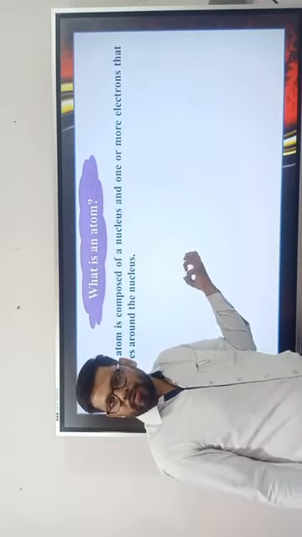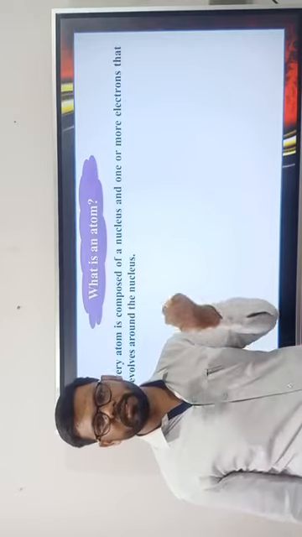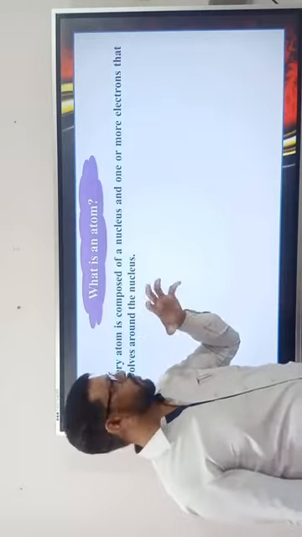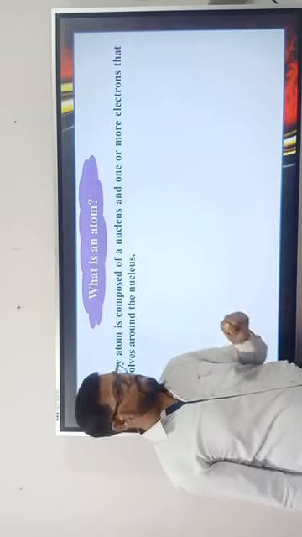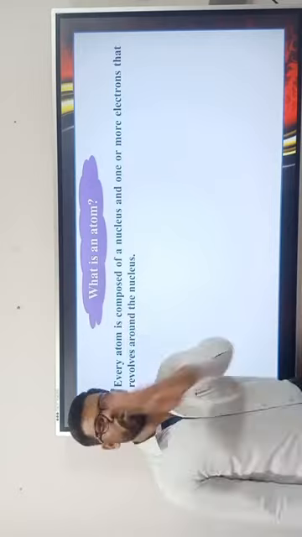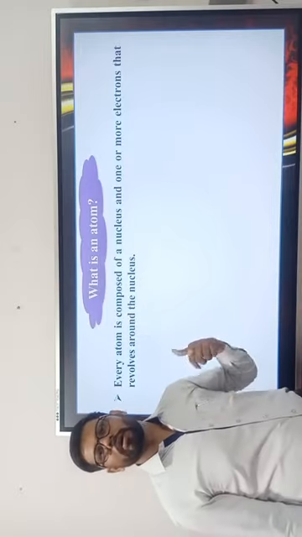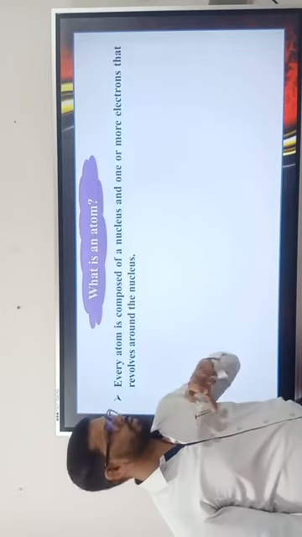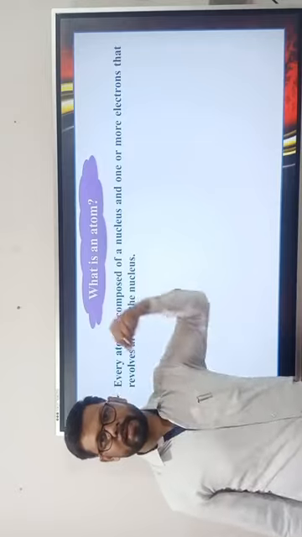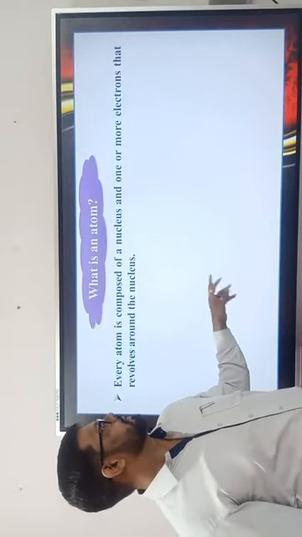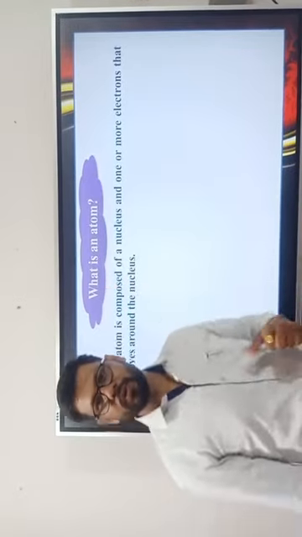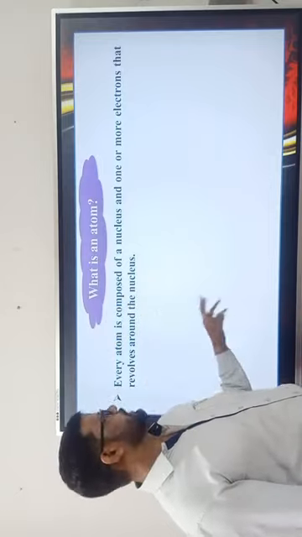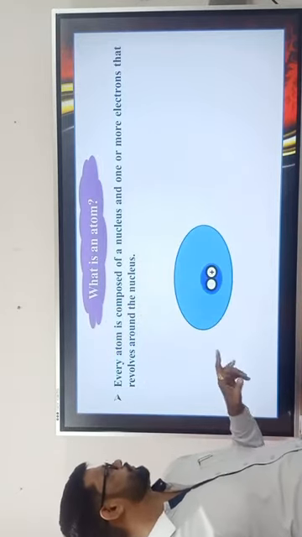If the hold of the nucleus decreases, which is called nuclear charge in the language of chemistry, or if that hold becomes zero, the electron may go out of the atom. That means, in short, without the force between nucleus and electrons, the atom will not exist. So as I said, every atom is composed of a nucleus and an extranuclear part, or a nucleus and one or more electrons which are revolving around the nucleus in a circular path.